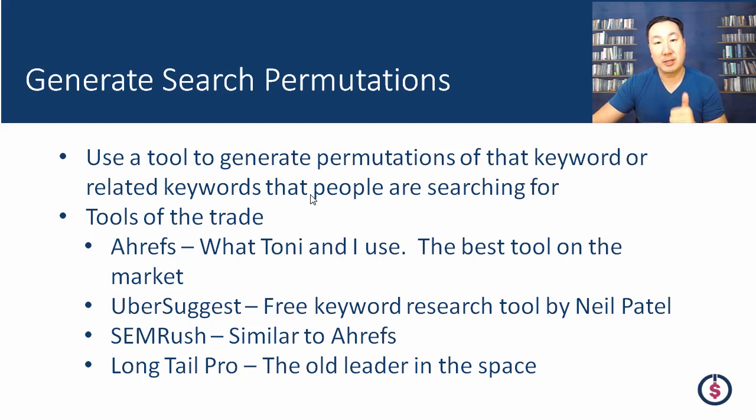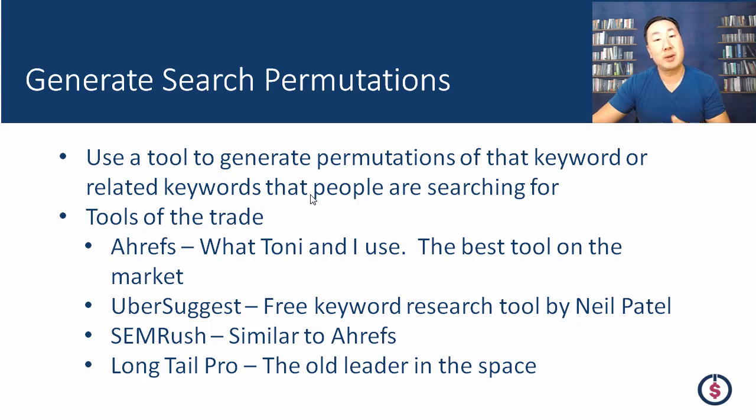Ahrefs is the tool that Tony and I use. It is by far the best keyword research tool out there, but the only problem is that it costs $100 a month. If you're just starting out and you don't want to spend $100 a month, there is a free tool, which I'm going to base some of these lectures on, called Ubersuggest. This is a tool by Neil Patel that allows you to do maybe 60 to 70% of what Ahrefs does, and it's a really good starting point when you're on a budget.